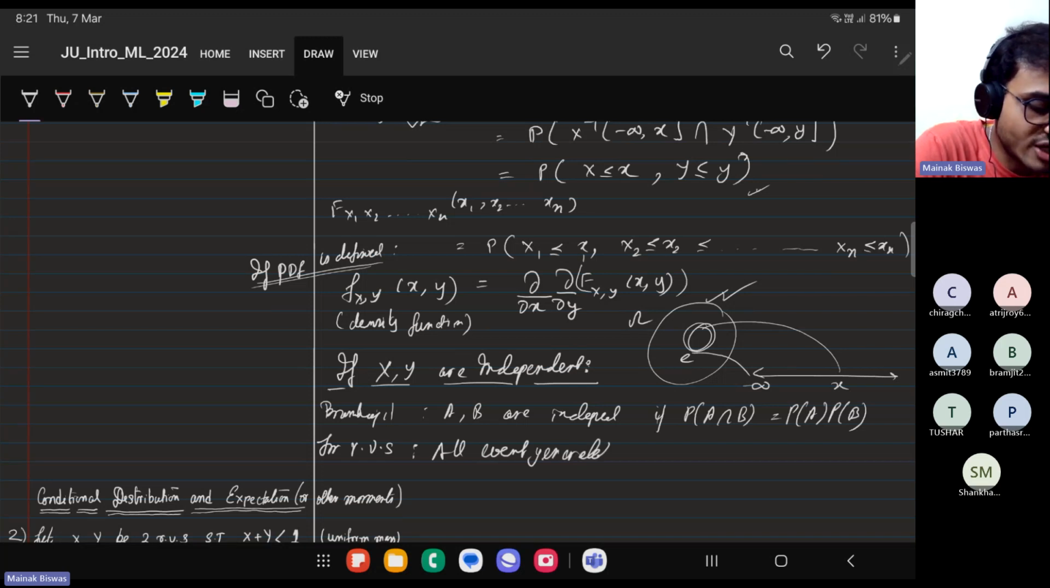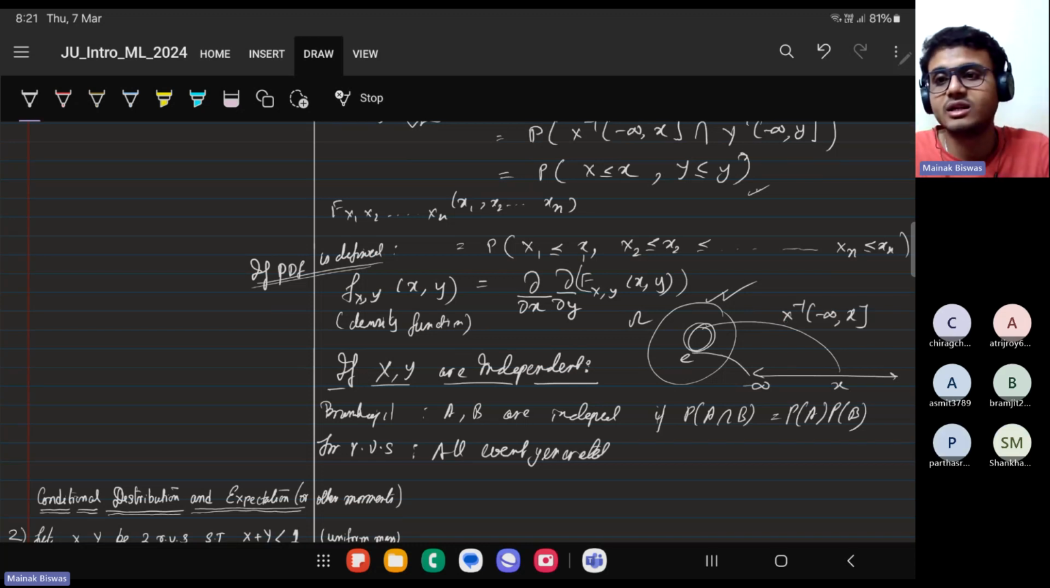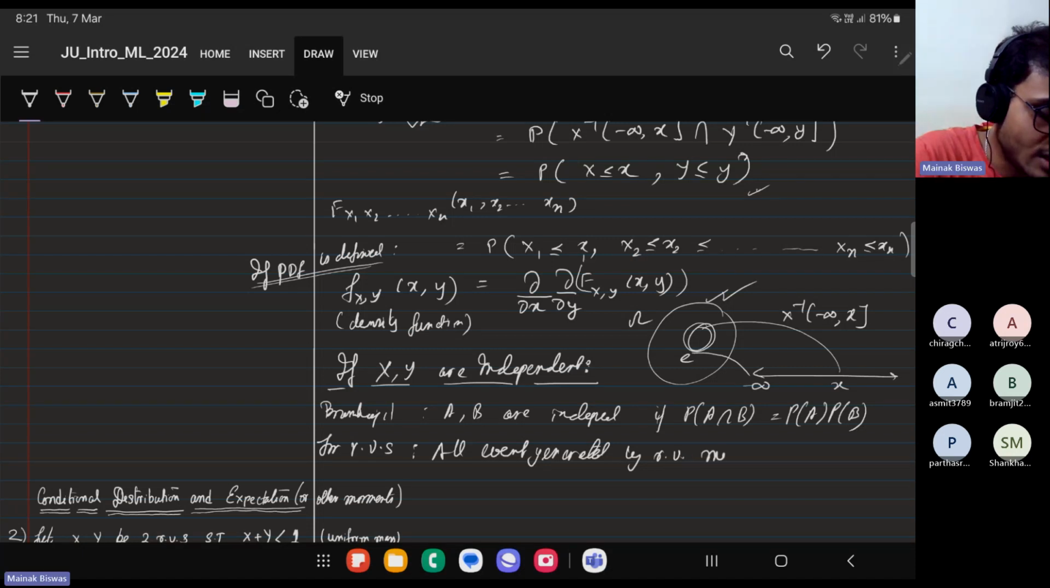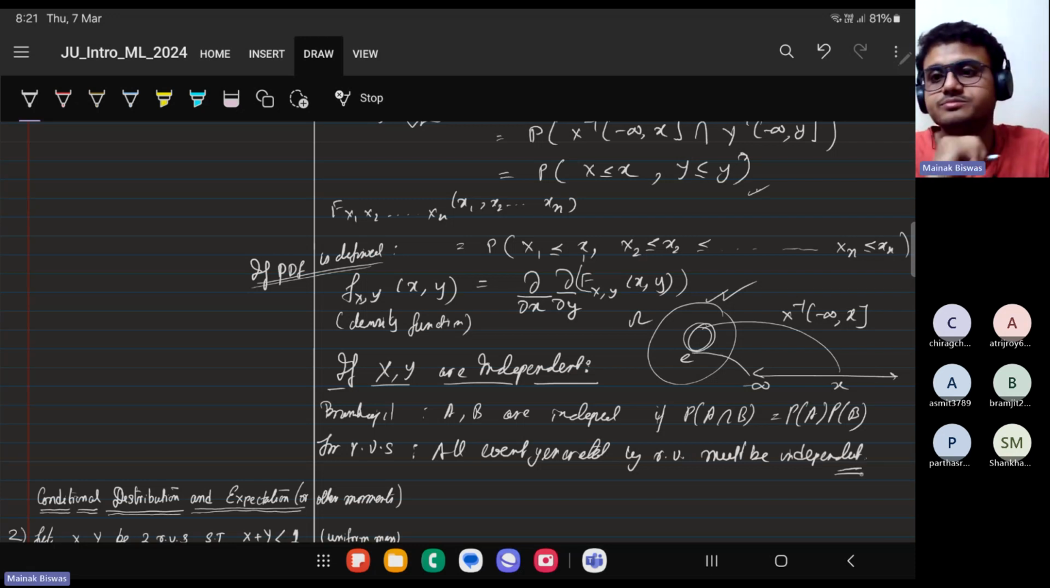Now you may ask, what is generated by a random variable? It's nothing but X inverse of minus infinity to x. Always keep this set definition in mind. Okay, that will help you. All events generated by the random variable must be independent. Okay.